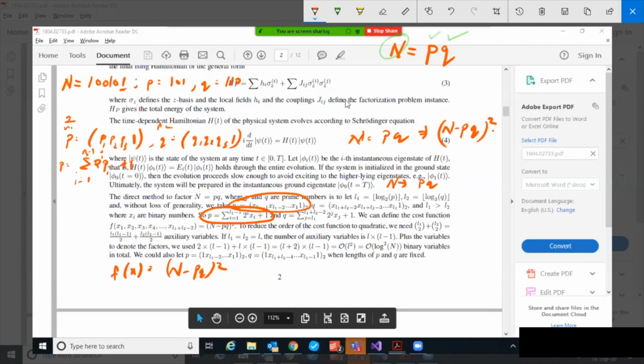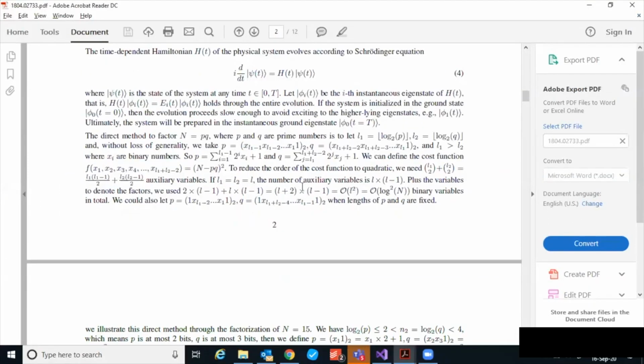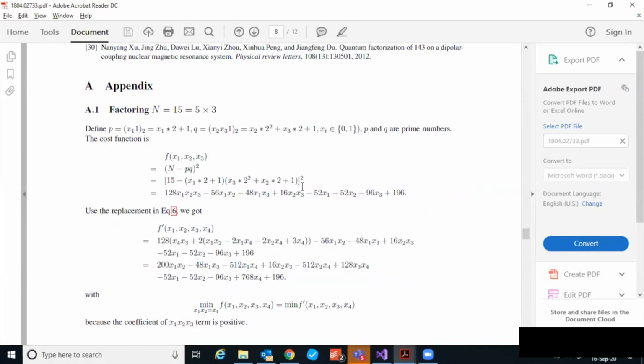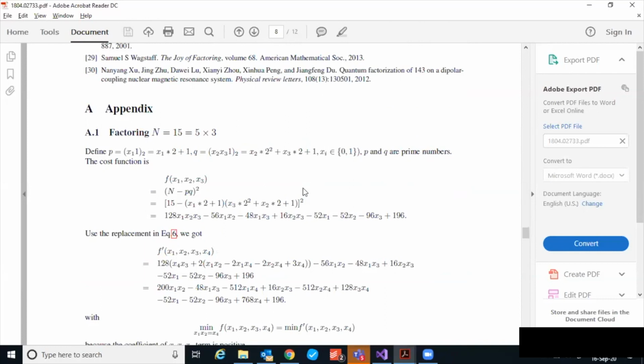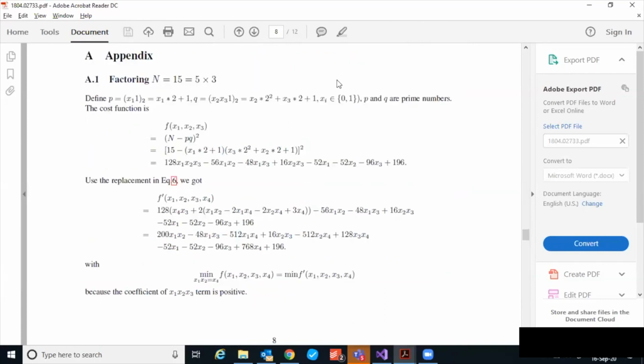And what we want to do is minimize this. So we will calculate our f of x, convert this into an Ising model, and try to solve it. I will take you to the example straight away. So here is an example for factoring 15.